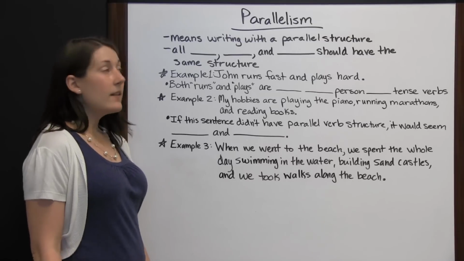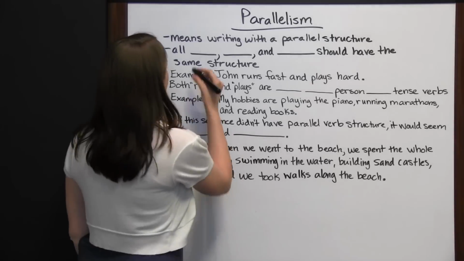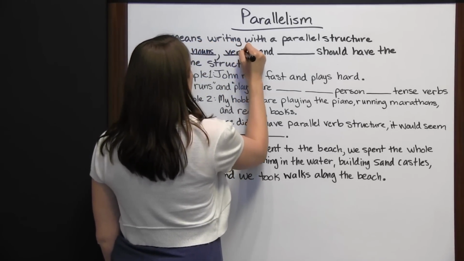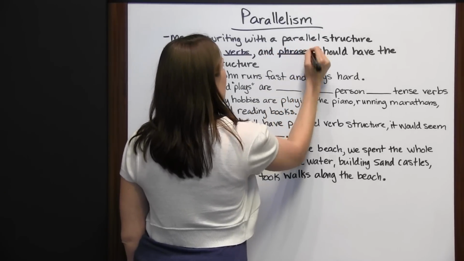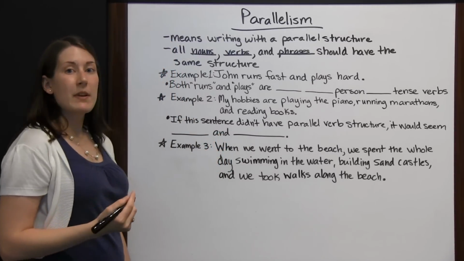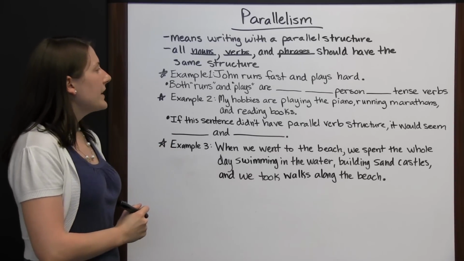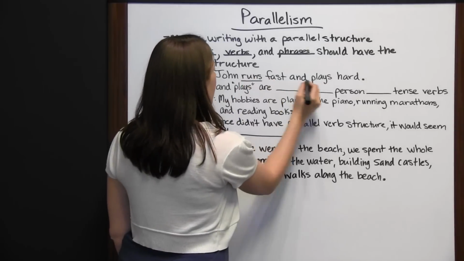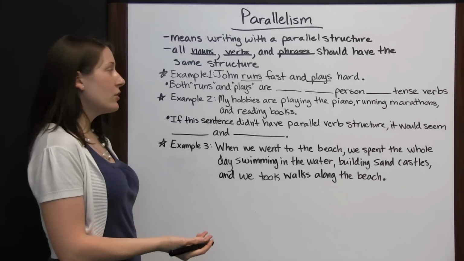Parallelism. Parallelism means writing with a parallel structure. That means all nouns, verbs, and phrases should have the same structure. Let's look at some examples to see what that means. In example 1, John runs fast and plays hard. There we have multiple verbs, runs and plays. So they should be parallel. They should have the same structure.